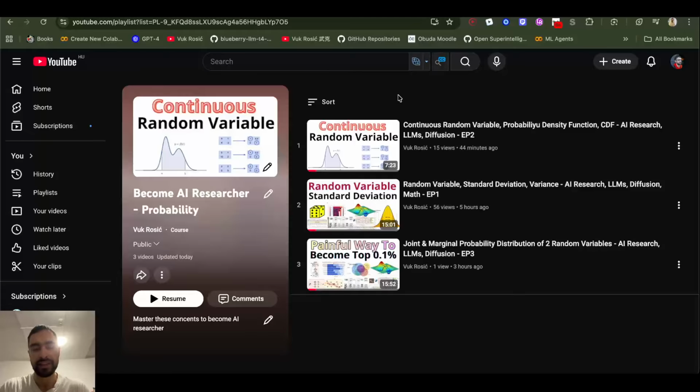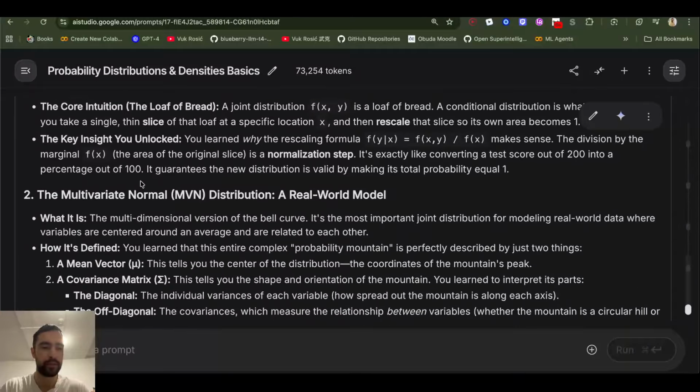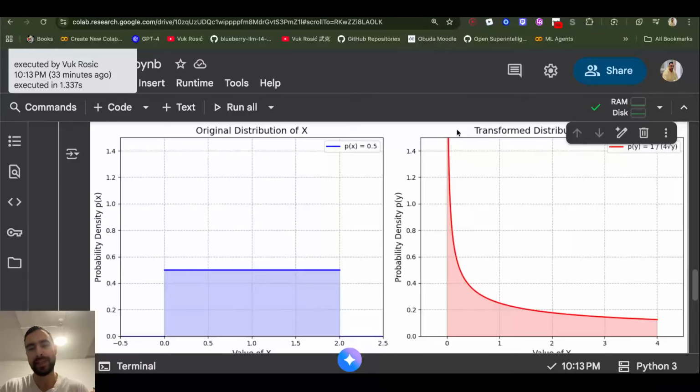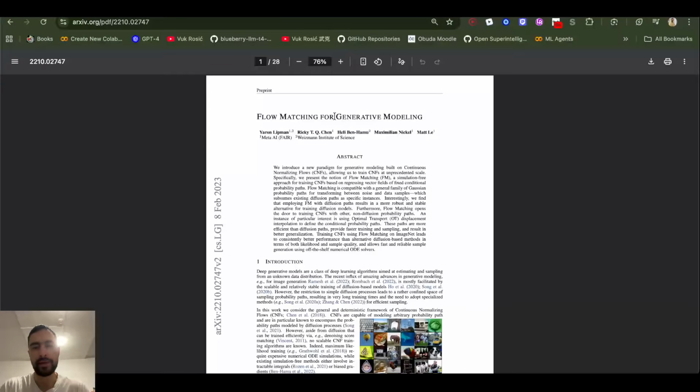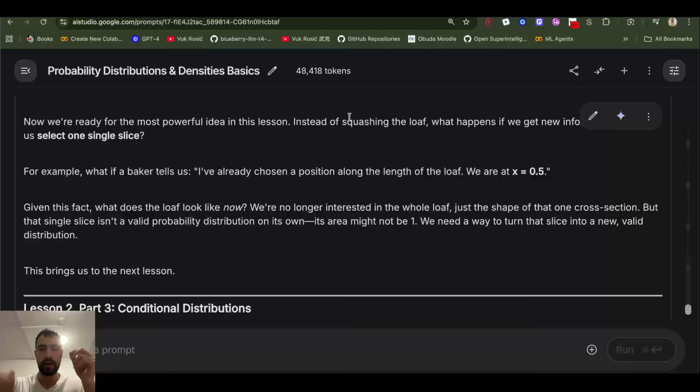In the previous 3 lessons, we learned about random variables, and here we will continue to learn about conditional distributions, multivariate normal distribution, and the change of variables formula. And I have some examples that make it easier to understand. This is directly used in, for example, flow matching for generating images and video, but in many other things as well. Let's say we have a loaf of bread.